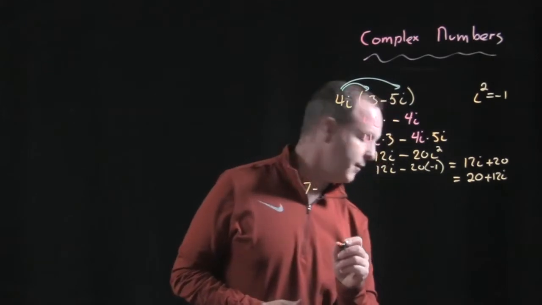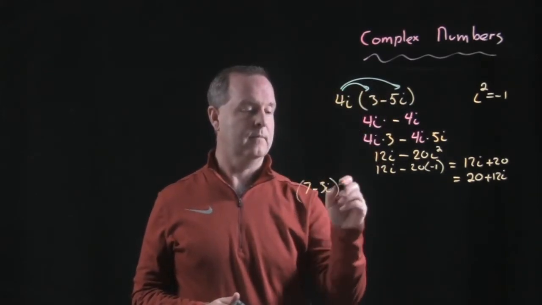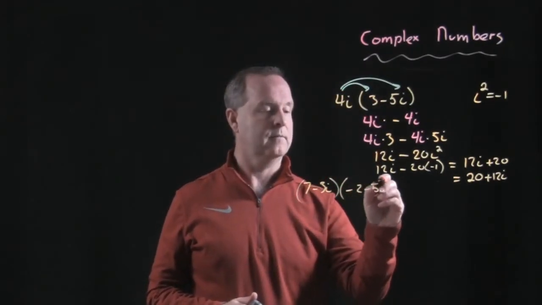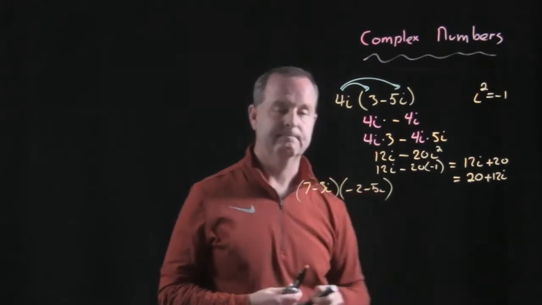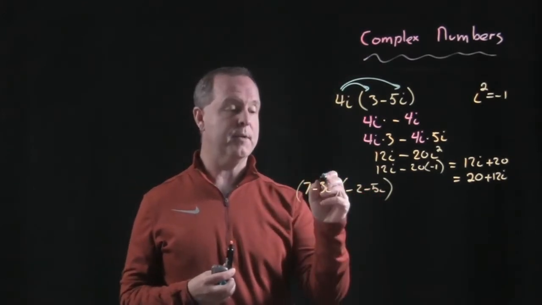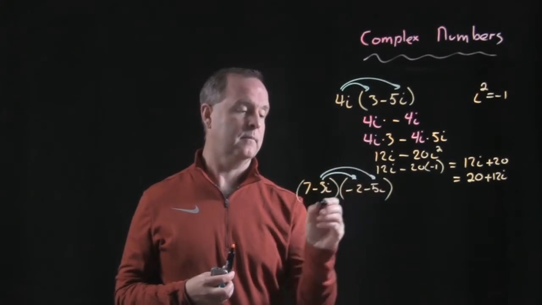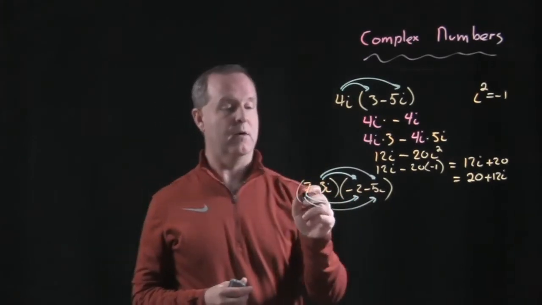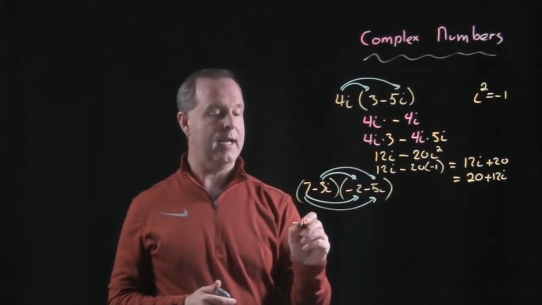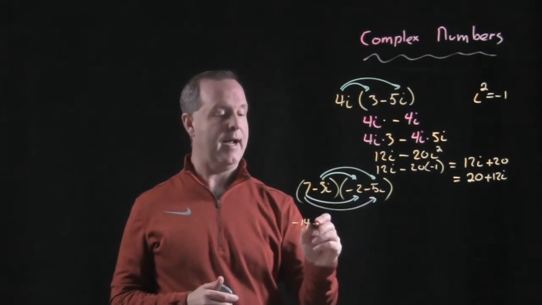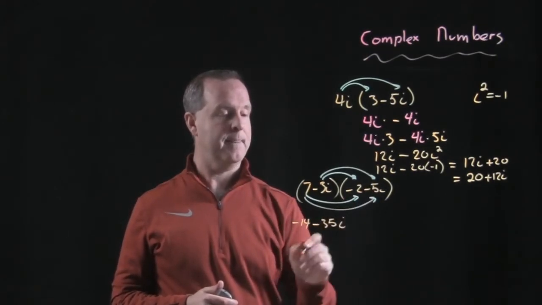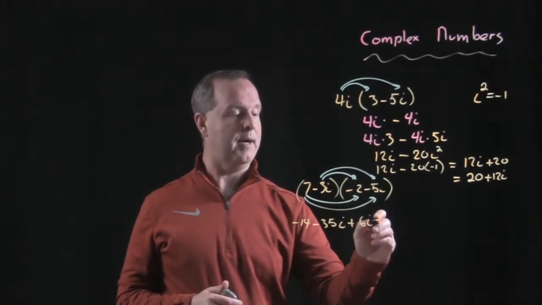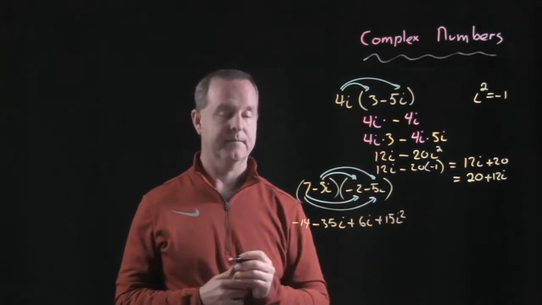7 minus 3i times minus 2 minus 5i. What do you think we're going to do with this one? Well, it's FOIL, so I want to make sure I do all my distributions, and then multiply those out. So 7 times a negative 2 produces a negative 14. 7 times a negative 5i gives me a negative 35i. The inner terms, a positive 6i. And the outer terms, a plus 15i squared.